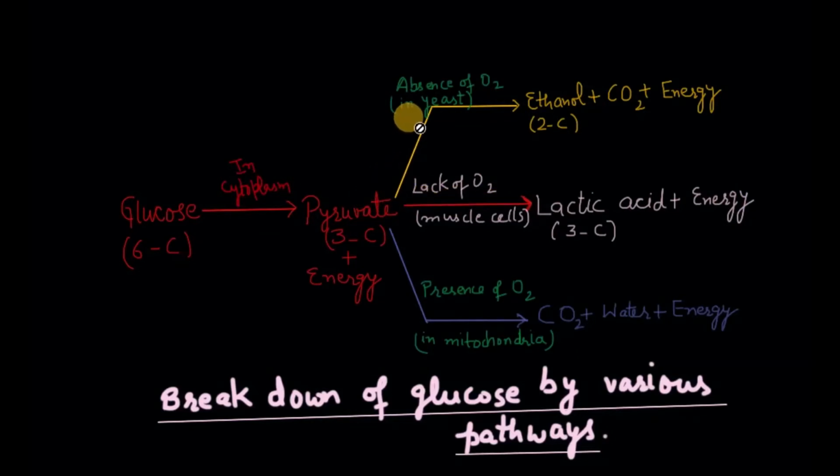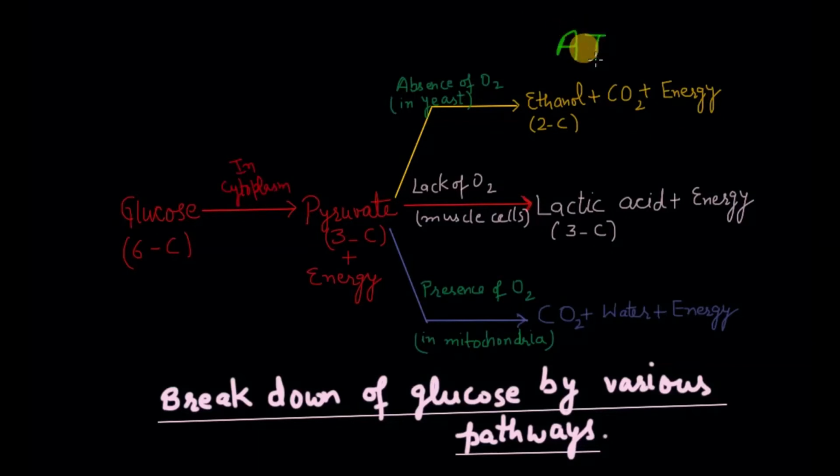But as compared to aerobic respiration, less energy is produced here. Similarly, in the absence of oxygen in yeast cells, this pyruvate gets broken down into ethanol, a 2-carbon compound, and a carbon dioxide molecule is produced and energy is produced. So, energy is produced in all the possible pathways of breaking down of the glucose molecule. This energy is produced in the form of ATP molecules.